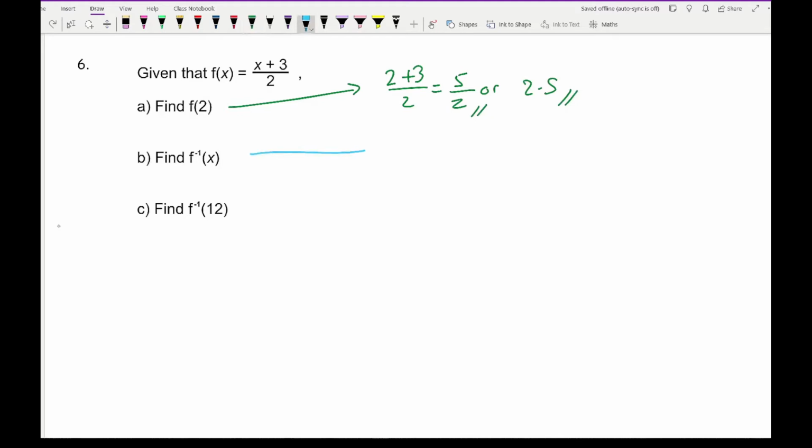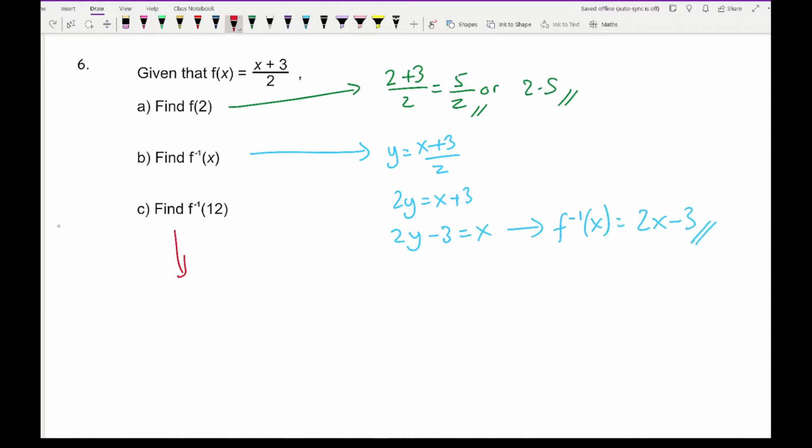Then for b, the inverse function, so y equals (x plus 3) over 2. So I take the 2 over, so I end up with 2y equals x plus 3. Then 2y minus 3 equals x. So my inverse function is therefore going to be 2x minus 3. And for c, substituting x equals 12 into our inverse function, I've got 2 times 12 minus 3, which gives me an answer of 21.